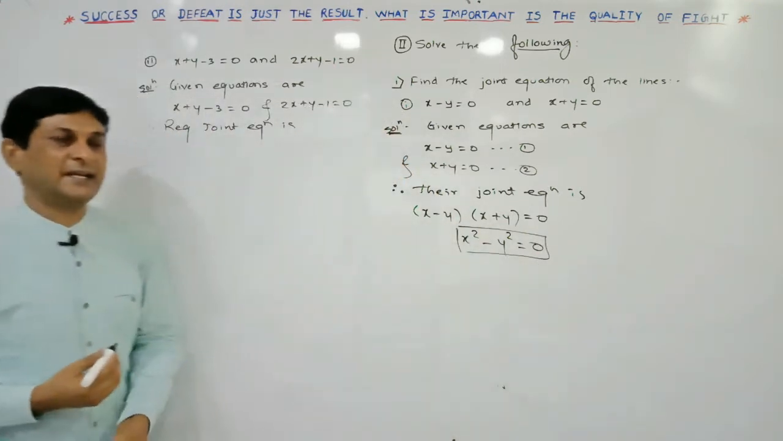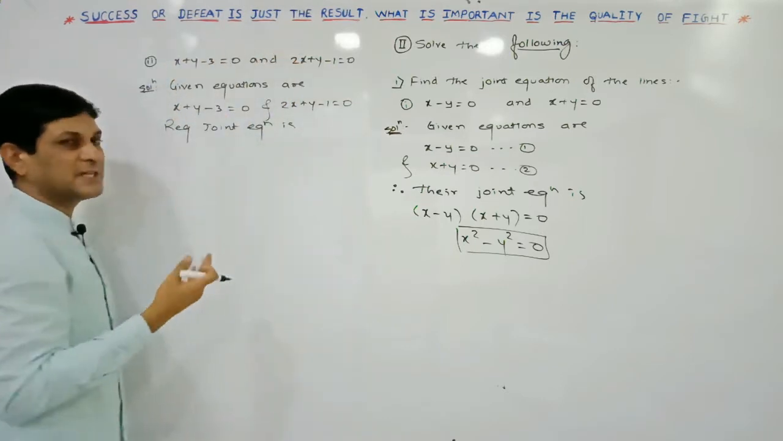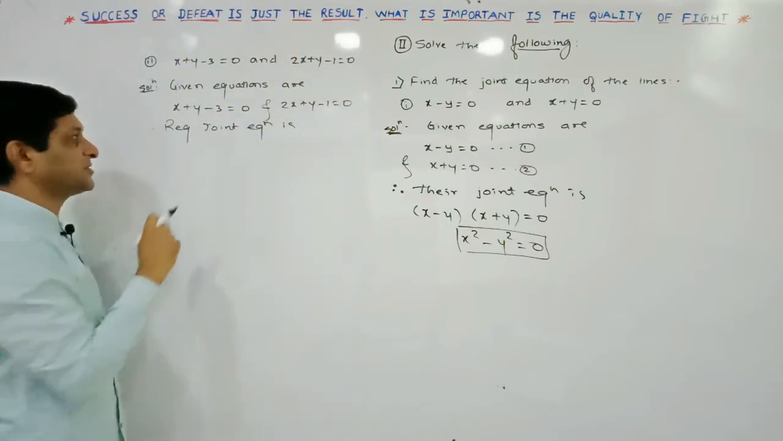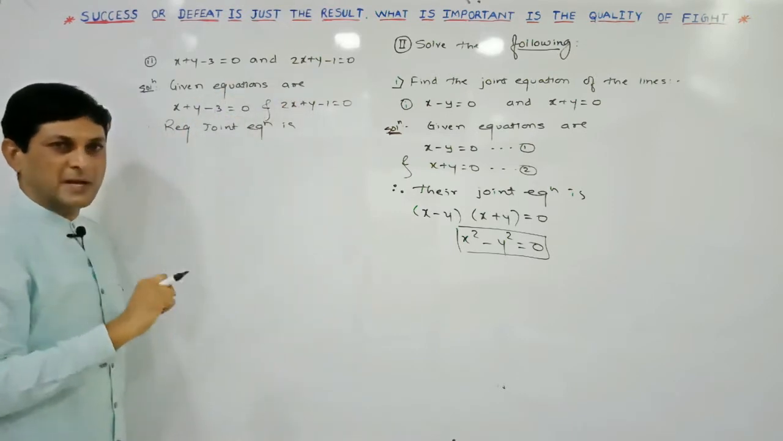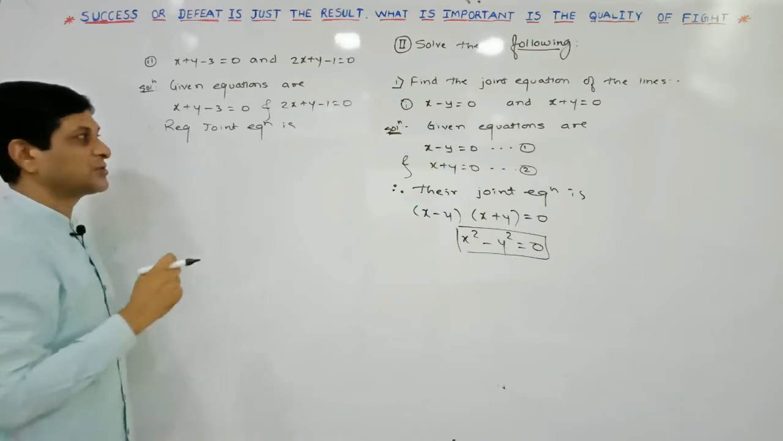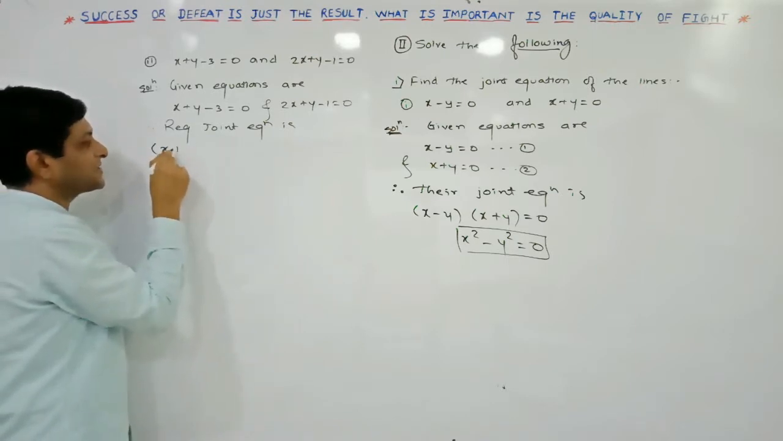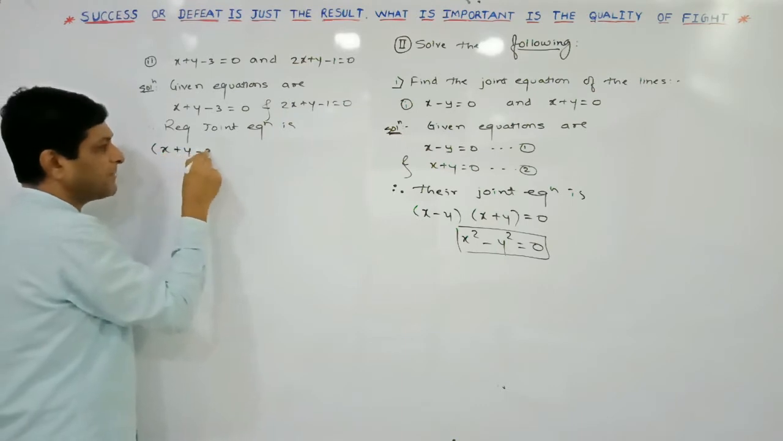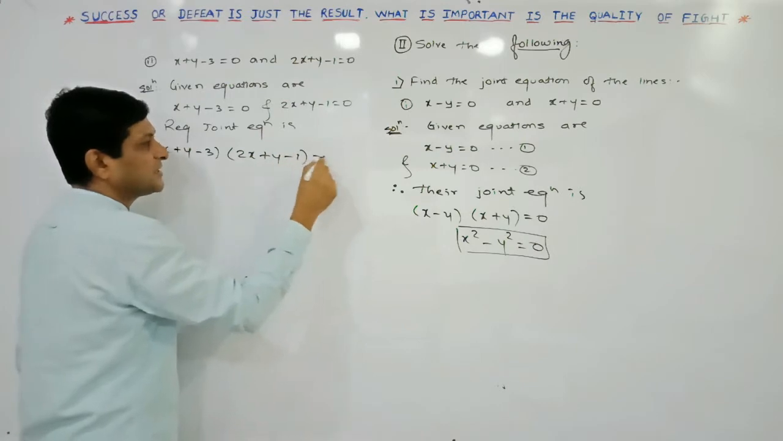Now observe the second example. In the second example also the equations of two lines are given to us, and here also we have to find the joint equation. So taking the multiplication of the equations of the two lines, we are able to find our required joint equation. So we can say that the required joint equation is x plus y minus 3 into 2x plus y minus 1 is equal to 0.